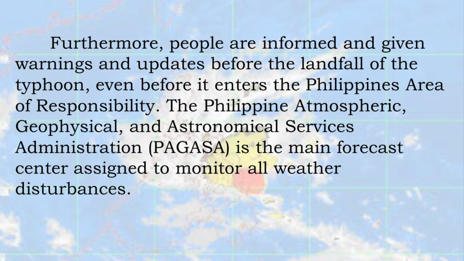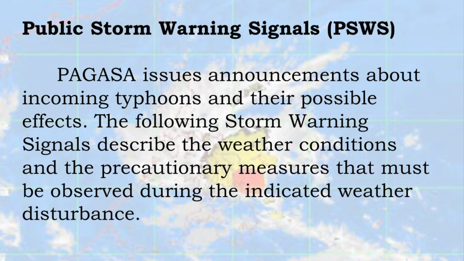Furthermore, people are informed and given warnings and updates before the landfall of the typhoon, even before it enters the Philippines' area of responsibility. The Philippine Atmospheric, Geophysical, and Astronomical Services Administration, PAGASA, is the main forecast center assigned to monitor all weather disturbances. Public Storm Warning Signals, PSWS. PAGASA issues announcements about incoming typhoons and their possible effects. The following storm warning signals describe the weather conditions and the precautionary measures that must be observed during the indicated weather disturbance.